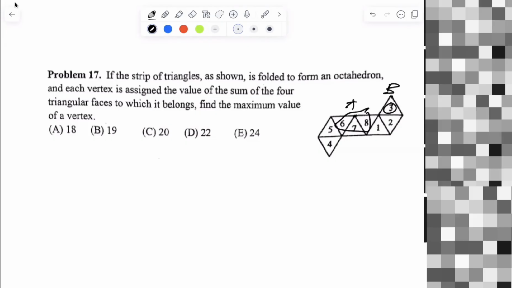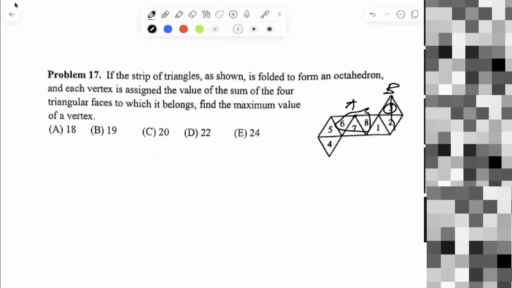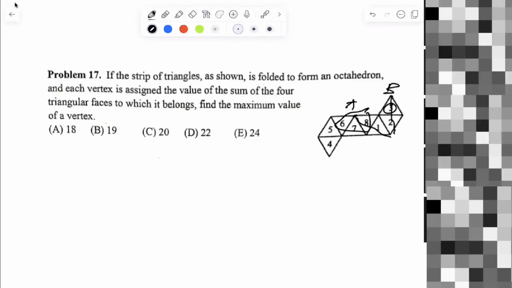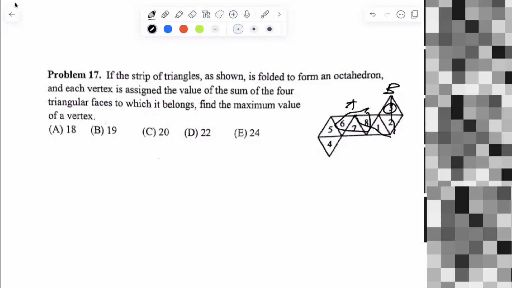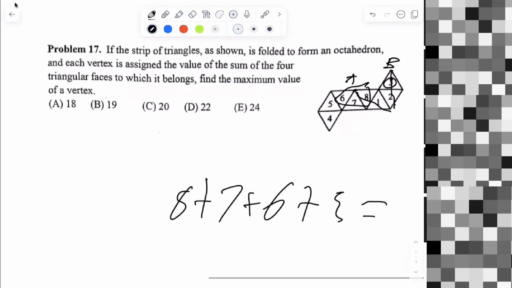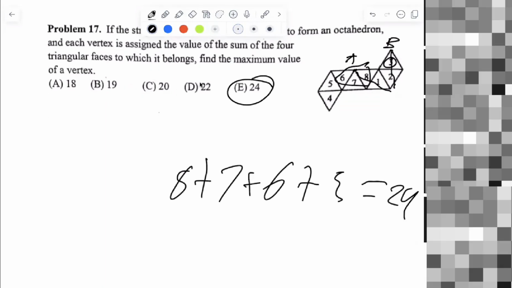It's simple to see that 8, 7, 6 all interact together. And from there, we can draw these diagonals or these lines to help connect to get 8, 7, 6 and 3 intersecting together. So it means the maximum value is 8 plus 7 plus 6 plus 3, or 24, or E. All right?